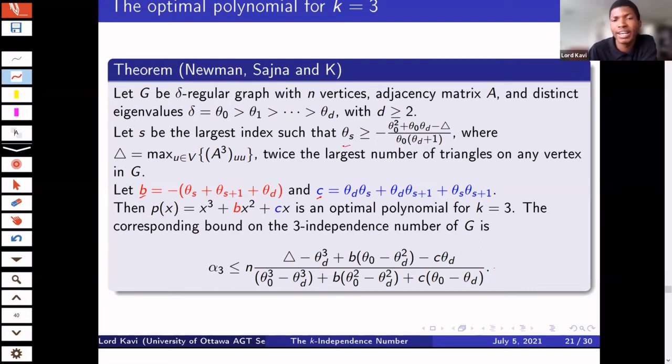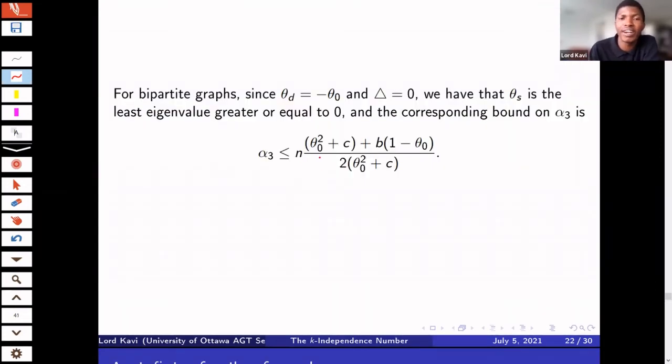And let's remember, S is the largest index such that theta S is greater than this. Now, what happens is that if this graph happens to be a bipartite graph, then indeed, because theta d is just the negative of the largest eigenvalue, and there are no triangles, theta S happens to become the least eigenvalue greater or equal to 0. And so the bound just reduces to something very simple. And the B and C are still the same.